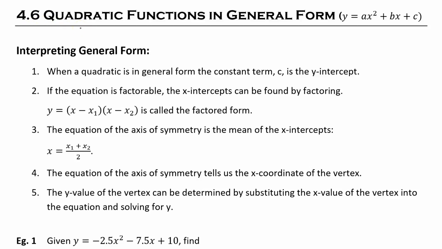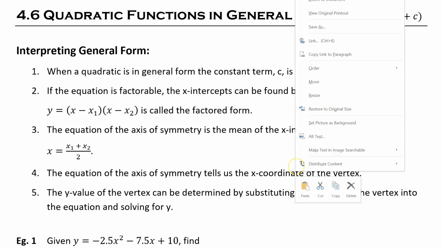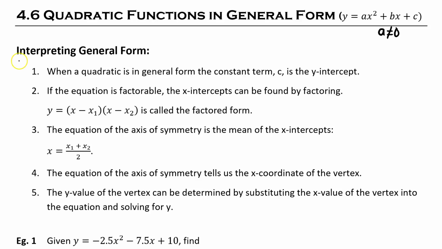4.6, quadratic functions in general form, which is our y equals ax squared plus bx plus c. And remember, a cannot be 0. Otherwise, if a is 0, that is simply just linear. Okay, it's just a line. It's the x squared term that turns that linear into quadratic. So what we're going to be doing today is graphing from the general form. So we're interpreting information that is given to us by this quadratic.